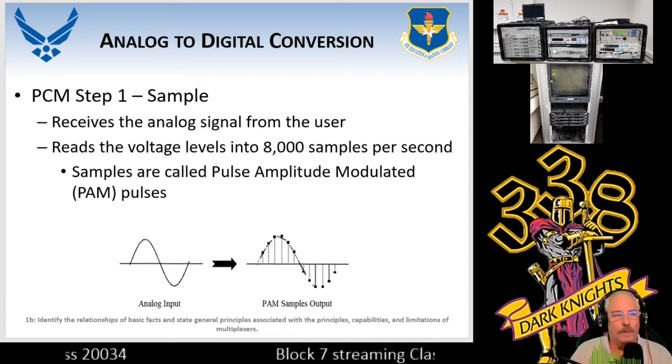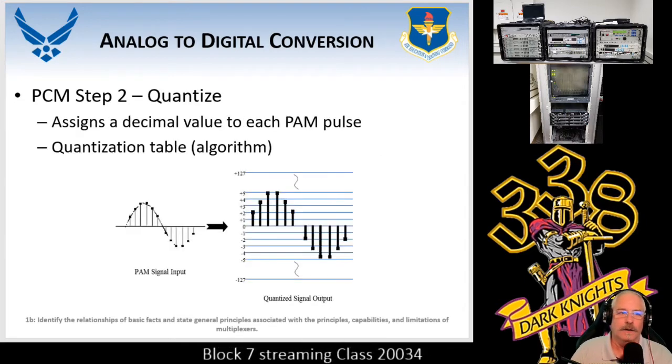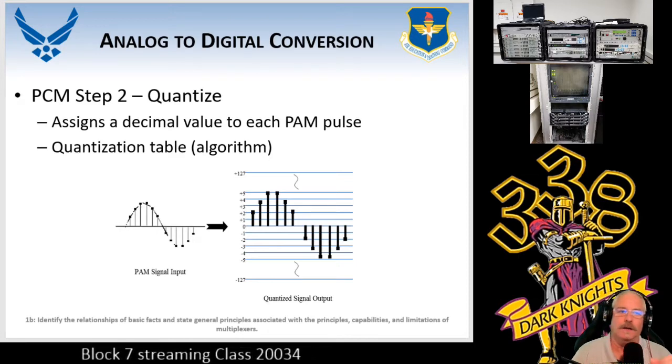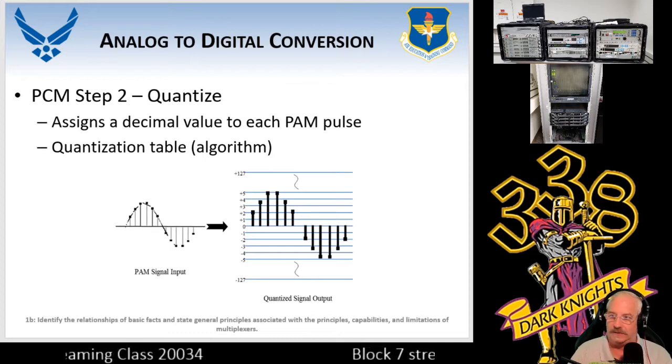So when we look at those 8,000 samples, it's a representation of the analog waveform. So when we come over to the second step, quantizing, we are going to put it on what's called a quantization table. Yeah, that's a mouthful, ain't it? Quantization table. Now, with each one of these, you can see how we took from the PAM signal and put it on this output with these pulses. They resemble the analog signal if you were to connect the dots.